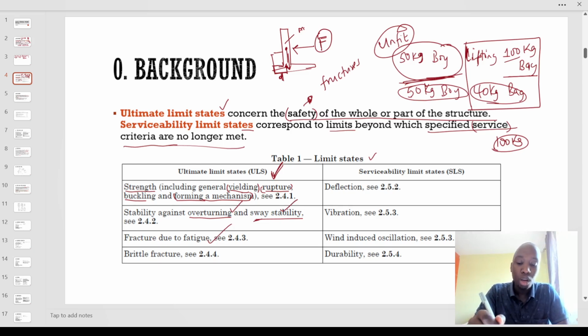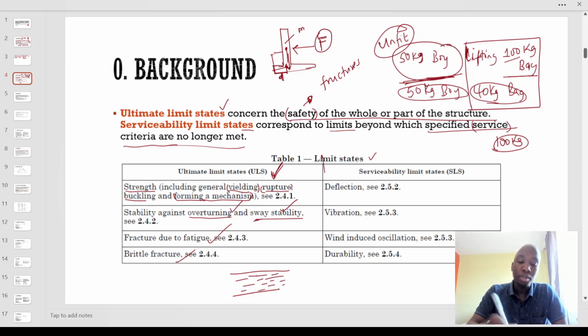Due to continuous use, steel can fracture or become brittle. You realize that it can form some thin lines, which, in other words, you will also see how that relates to yielding.